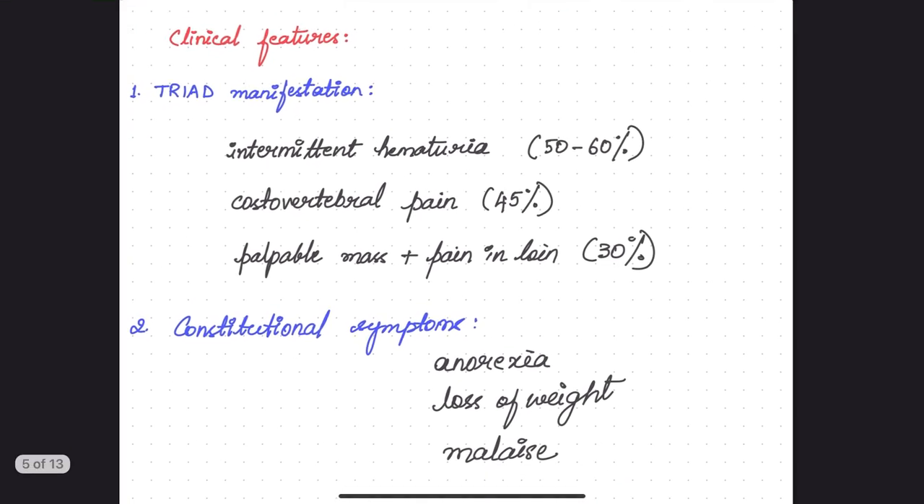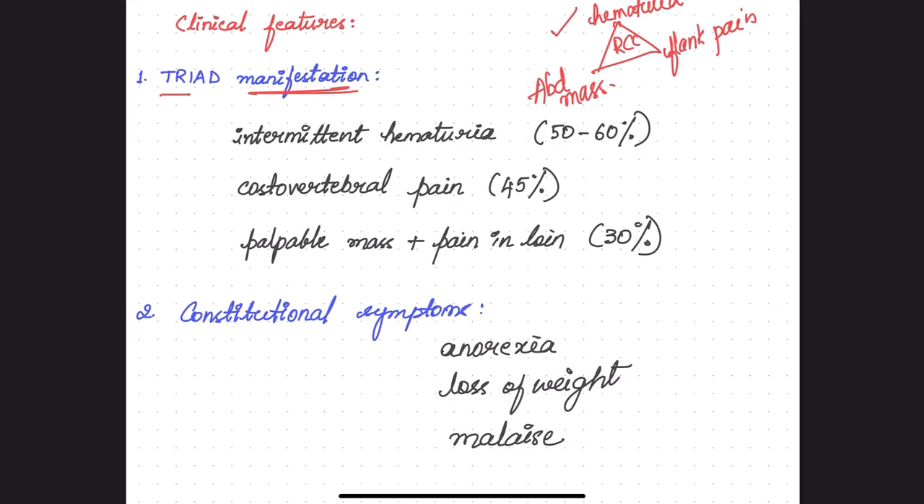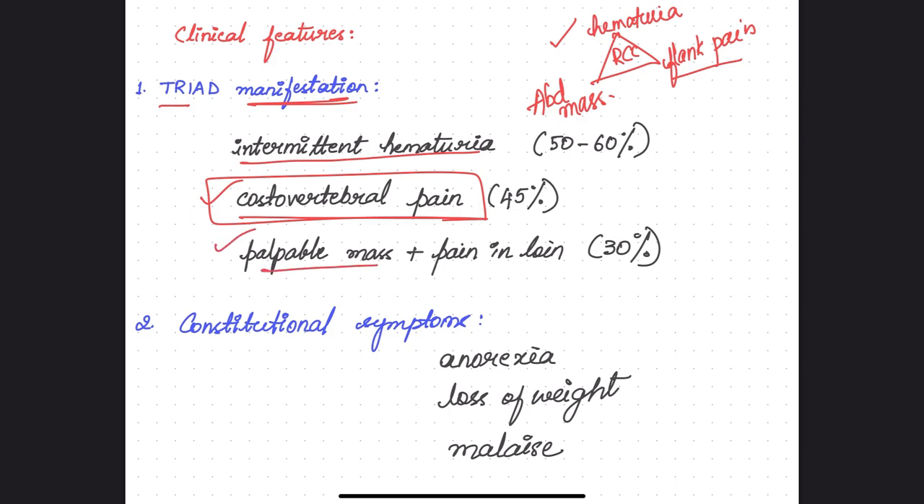Coming to the clinical features, there's a triad manifestation. RCCs have this triad: hematuria, flank pain, and abdominal mass. This is the classical triad of RCC. Here in the clear cell variant, you find intermittent hematuria, the most consistent symptom, and there's flank pain. But here you find costovertebral pain because of METs to the vertebrae. Most commonly, you find costovertebral pain, and there can be a palpable mass along with pain in the loin. These are the triad manifestations.